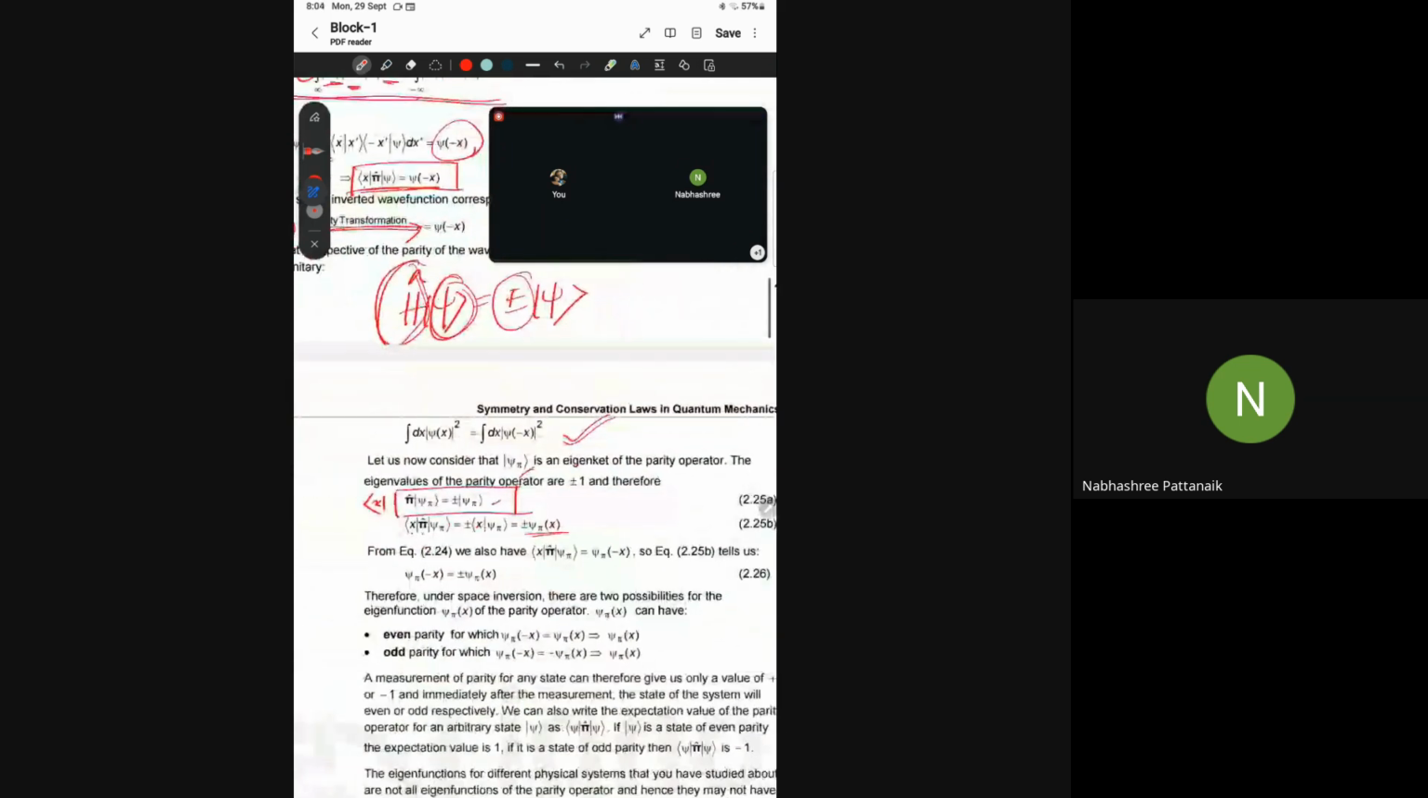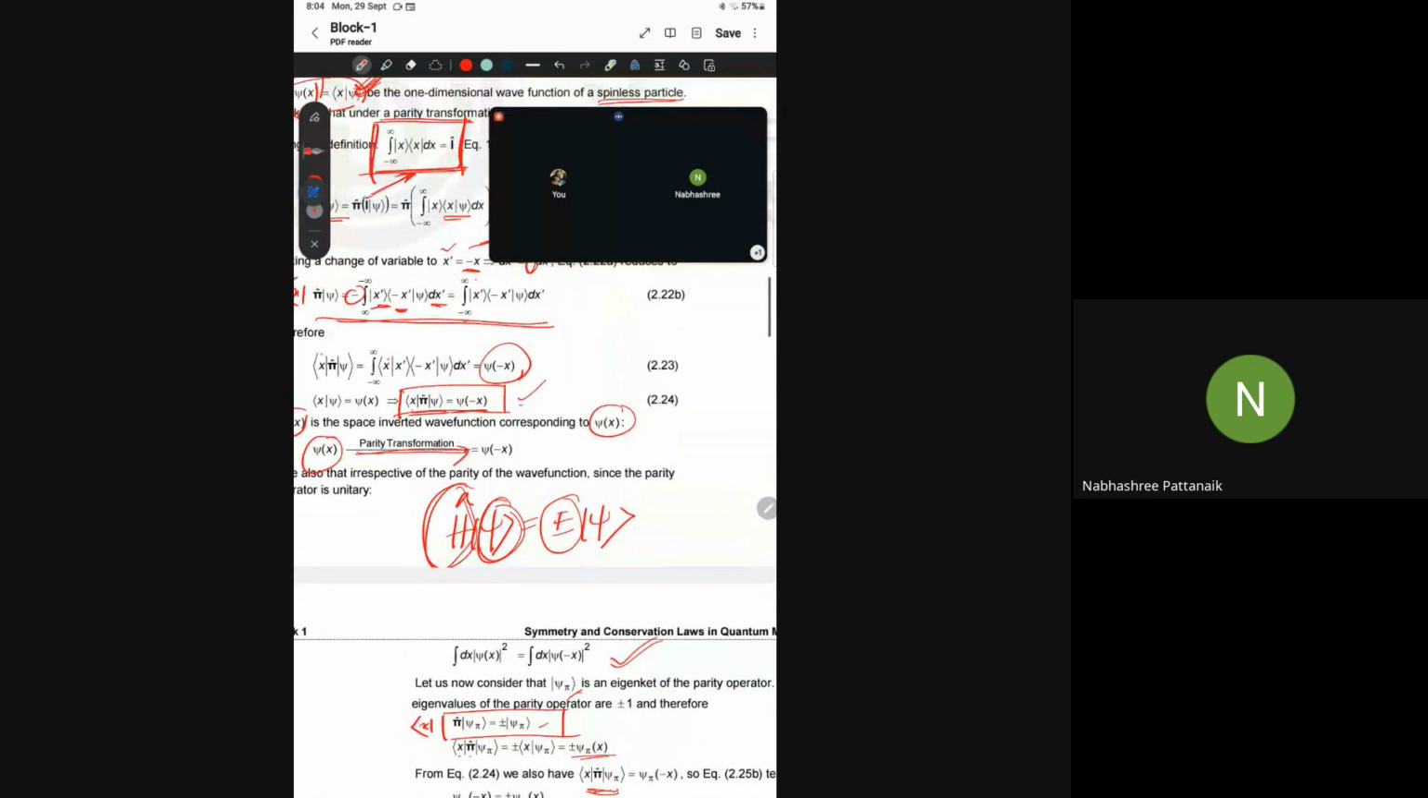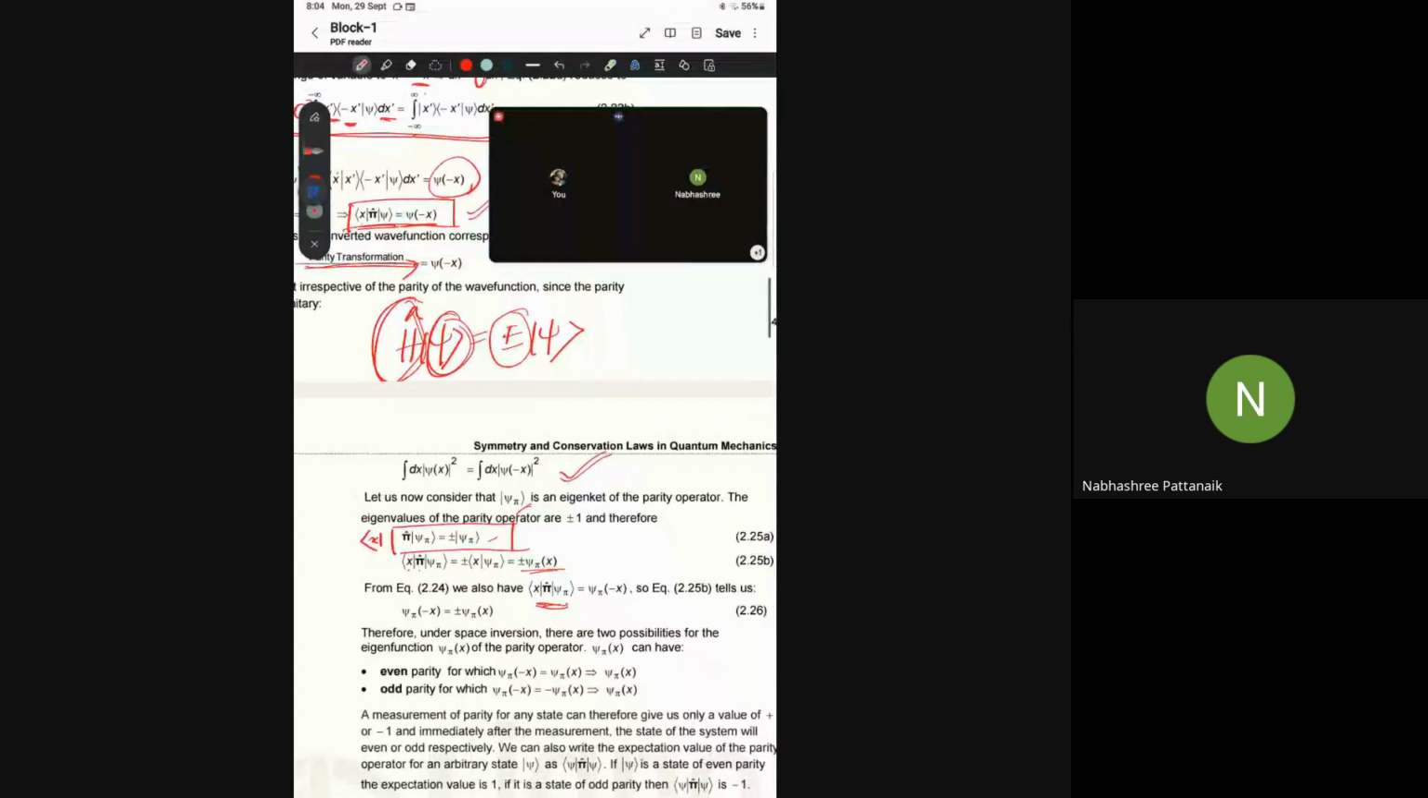So now you can see that x pi psi pi could be equal to psi pi or could be equal to minus psi pi x, isn't it? But on the left, this quantity we already have seen over here, equation 2.24, that is equal to psi of minus x.